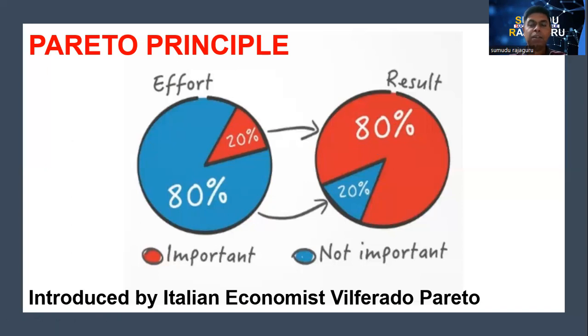That means we have to select the critical 20% from all the available causes. If we address the critical, important 20% of causes, then we can solve the problem by 80%. This is the concept behind the Pareto chart. This was introduced by the Italian economist Vilfredo Pareto. Because of that, we call this concept the Pareto concept. We'll do some examples.